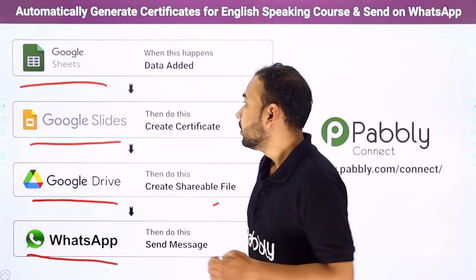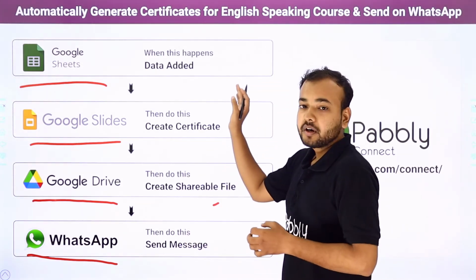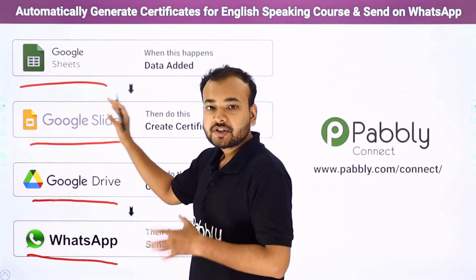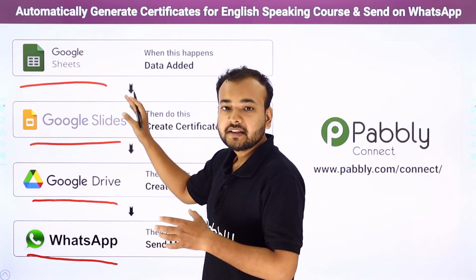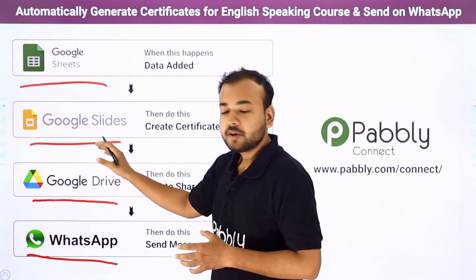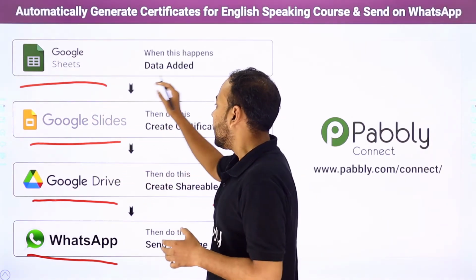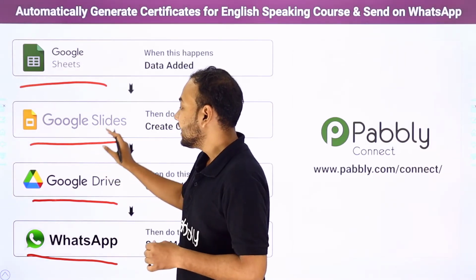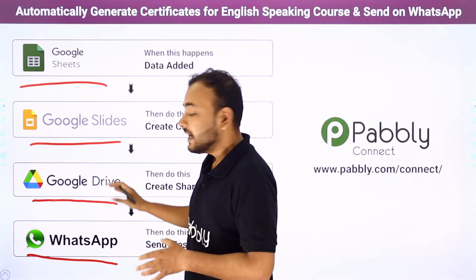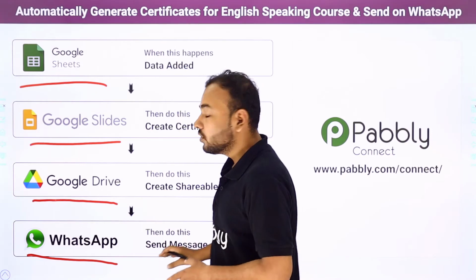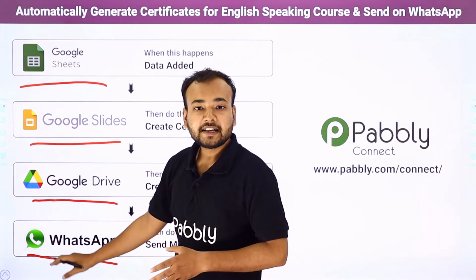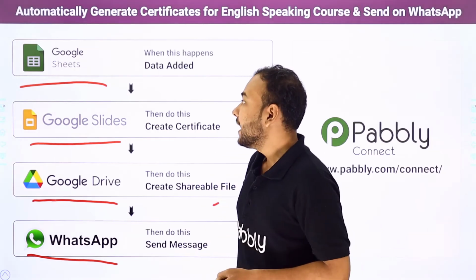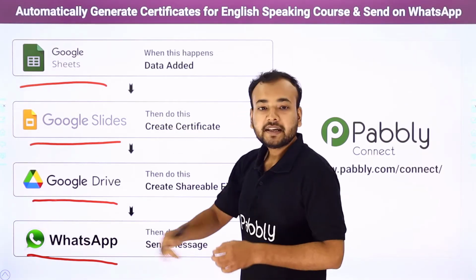What if I tell you that as and when you add the record of a student and mention the completion status, that he or she has completed the course, here in the Google Sheet, a certificate gets automatically created from Google Slides, then gets saved in Google Drive, and then is delivered as a new WhatsApp message to the student automatically. Yes guys, this can happen, and this can be done by connecting all these 4 applications.